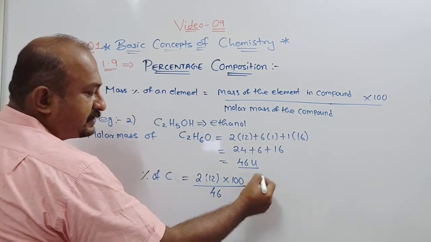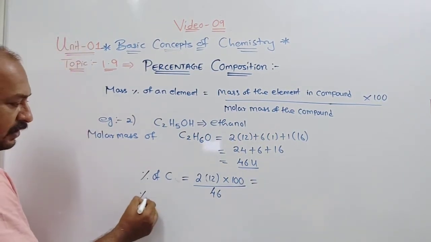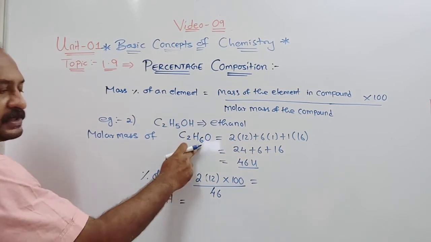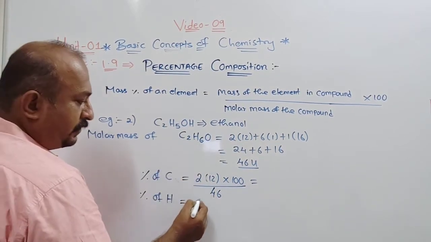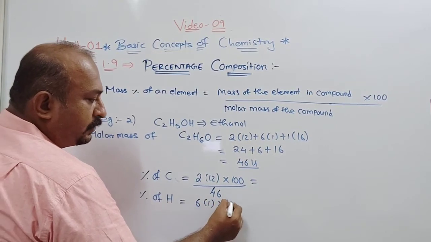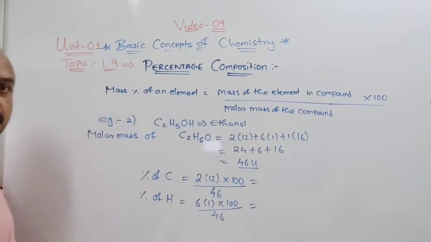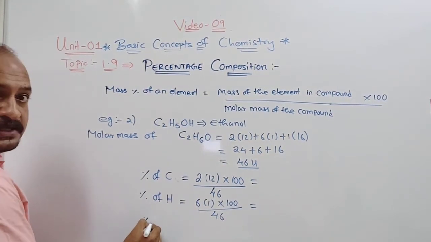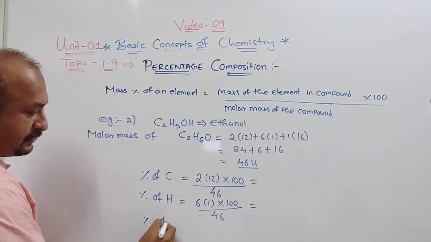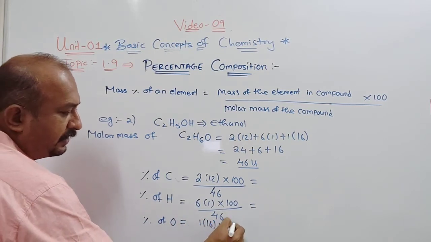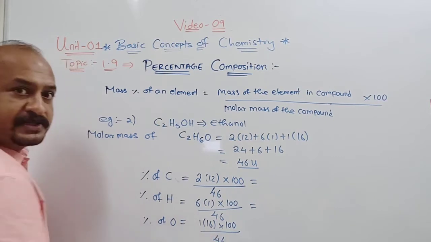So divide by 46. Same way, the percentage of hydrogen. Hydrogen, total 6 atoms are there. So what we will do? 6 into 1 into 100 divided by 46. So that percentage you can find. Same way, the percentage of oxygen you find. Oxygen has only 1 atom. So 1 into 16 into 100 divided by 46 we can write.